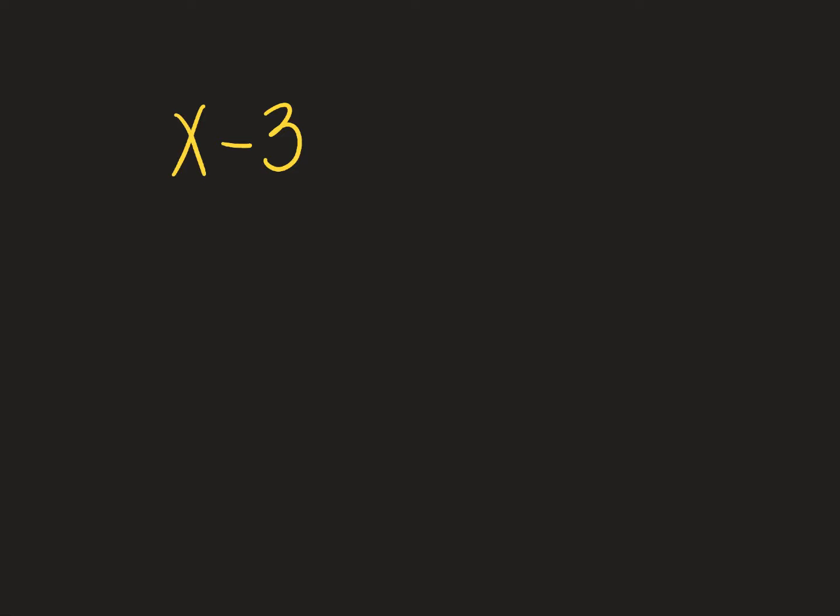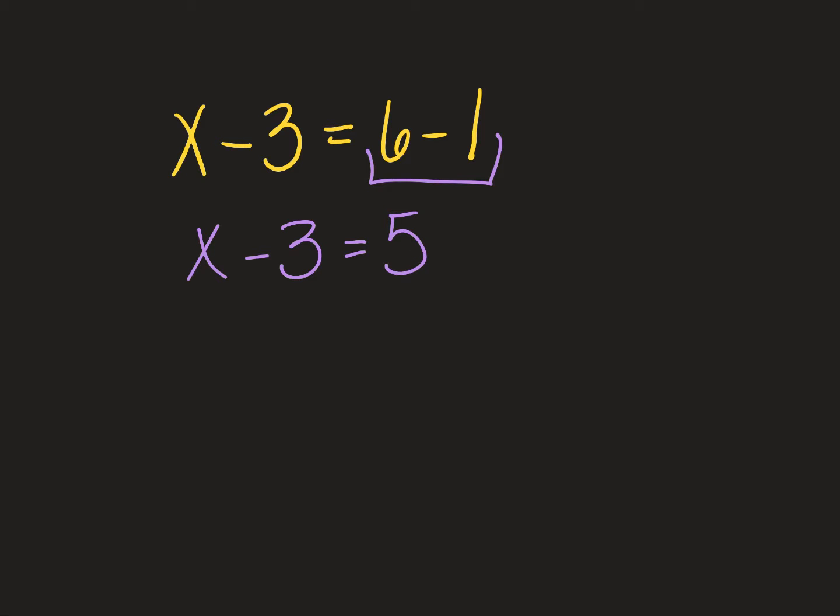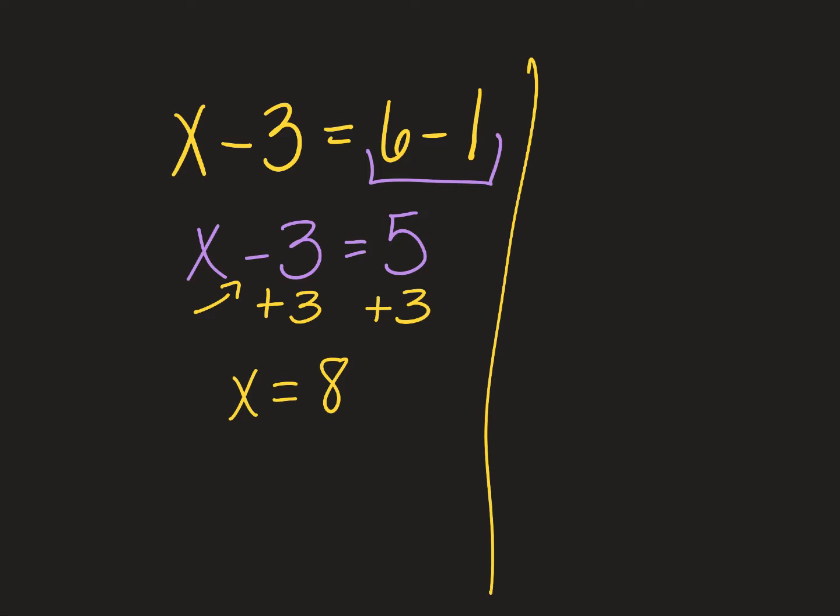x minus 3 equals 6 minus 1. Now, there is something here that I do need to simplify, and that is 6 minus 1, okay? Notice how I'm continuing to write my steps. 6 minus 1 is 5. Then I'm going to do the inverse operation of this, which is add 3 to both sides. x equals 8.